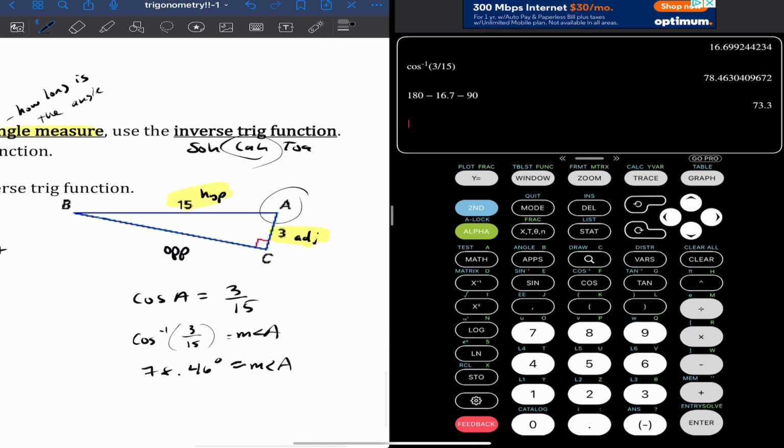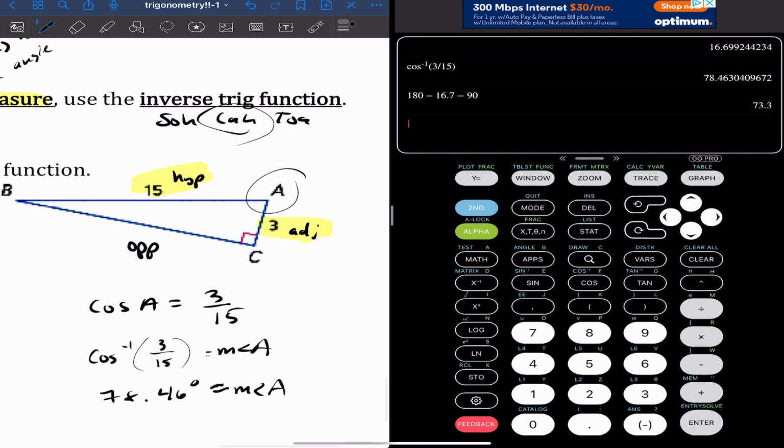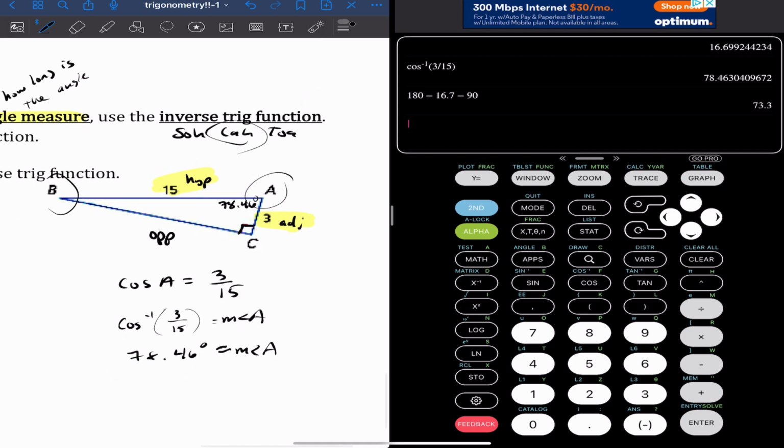Let's take a look at this one. Okay, so we found out for this problem, this is 78.46 degrees, right? And then you have 90 degrees here. So what's the measure angle B? Well, the sum of interior angles of a triangle is 180, so I do 180 minus 90 minus 78.46. Hit enter, that's 11.54 degrees. Or measure angle B is 11.54 degrees.